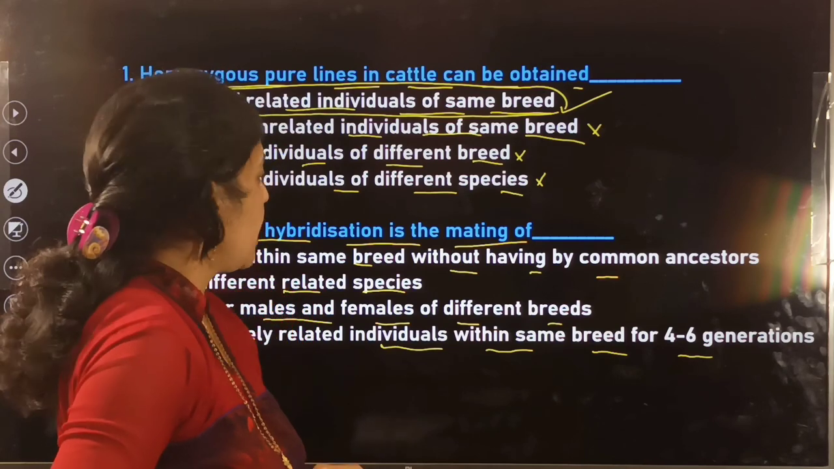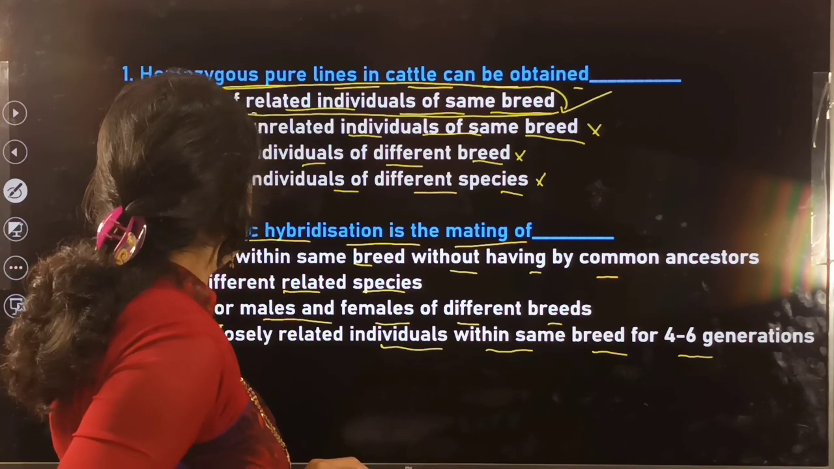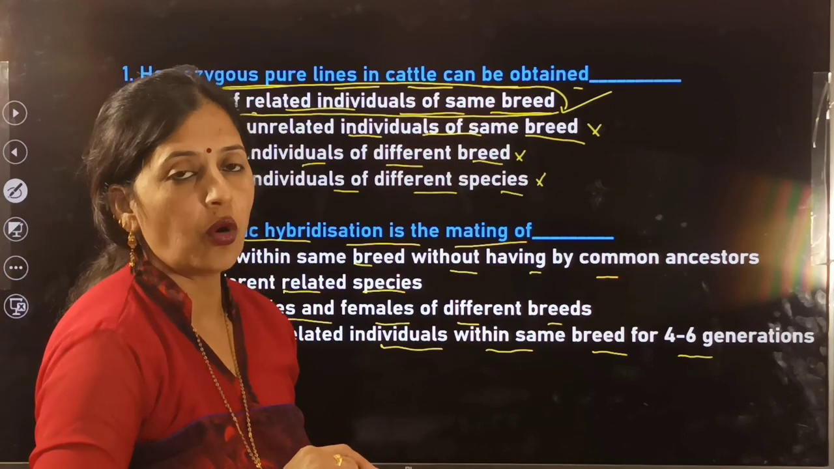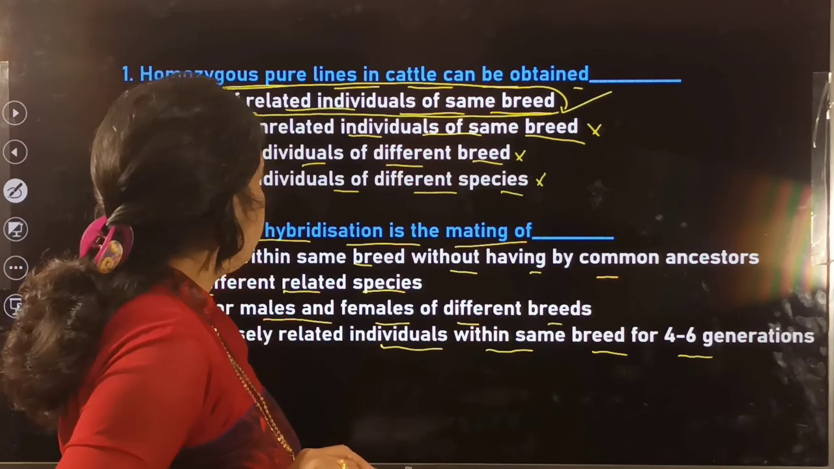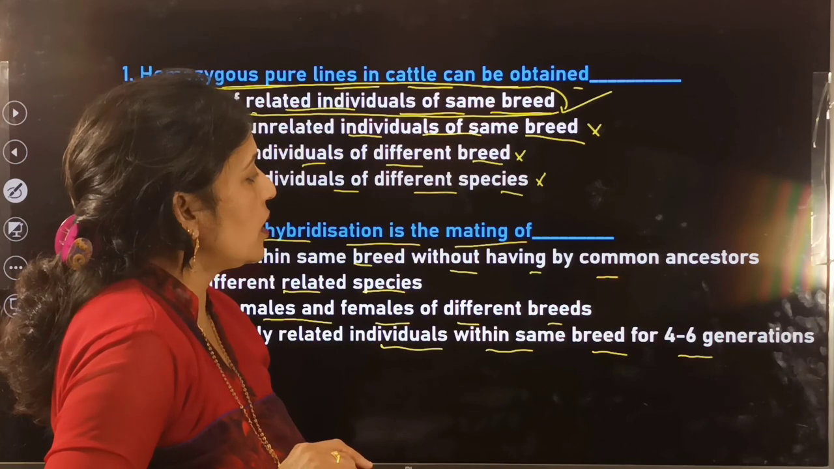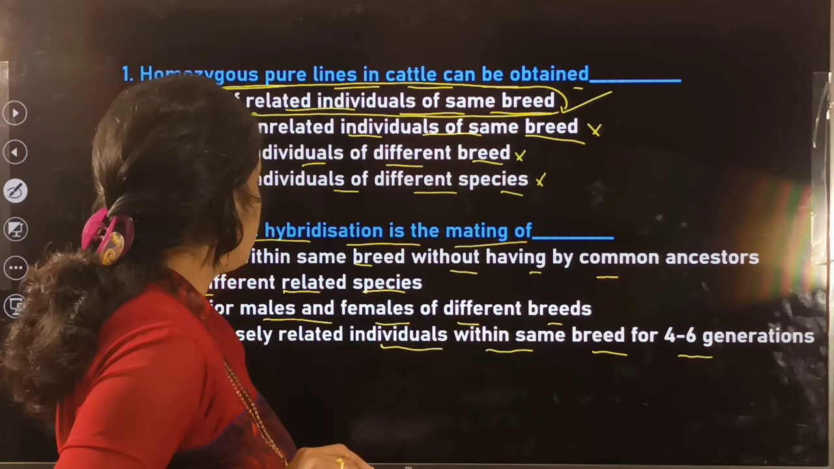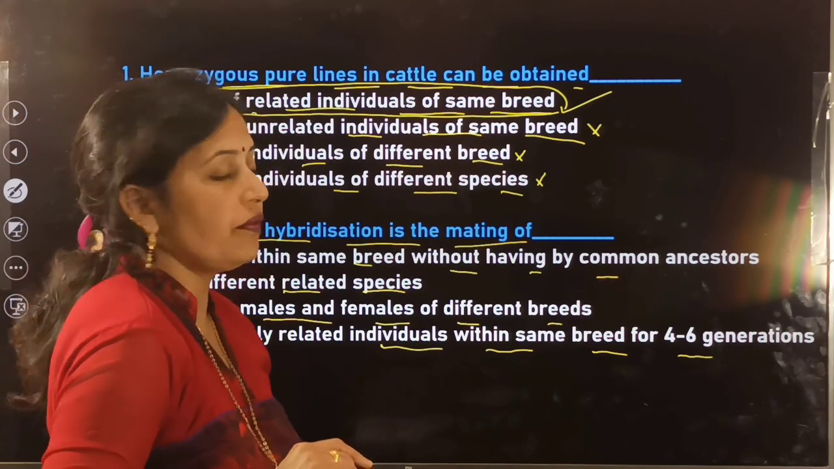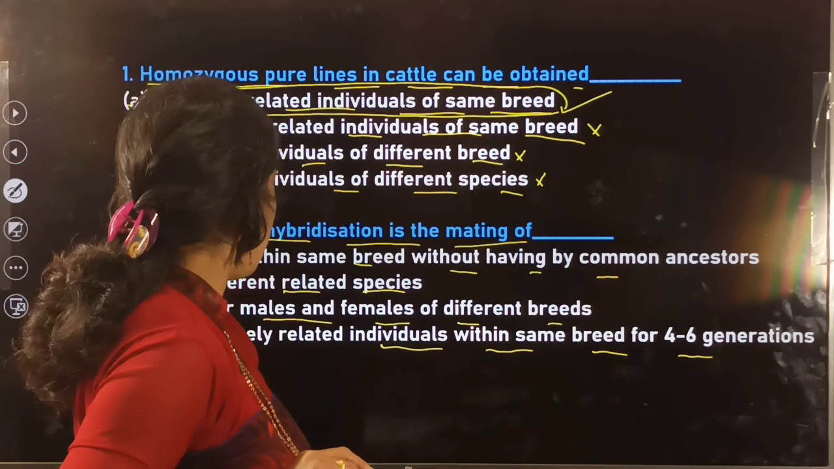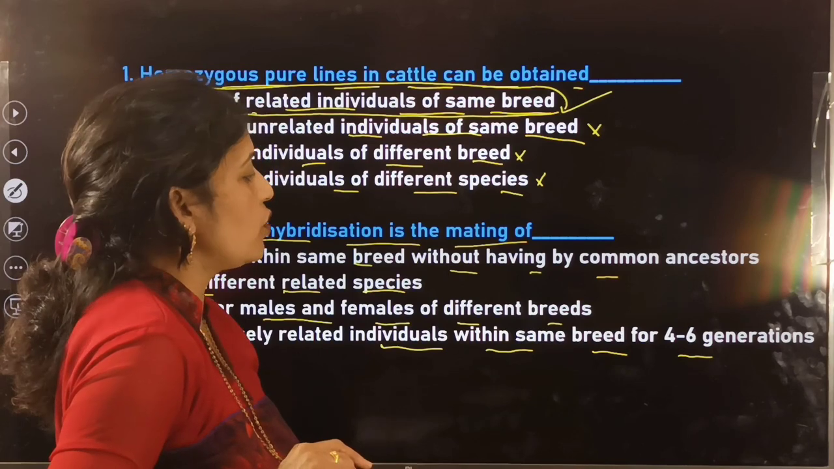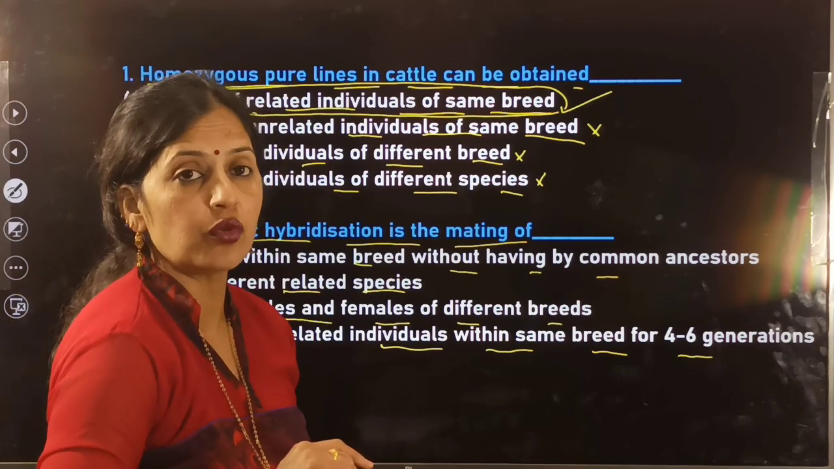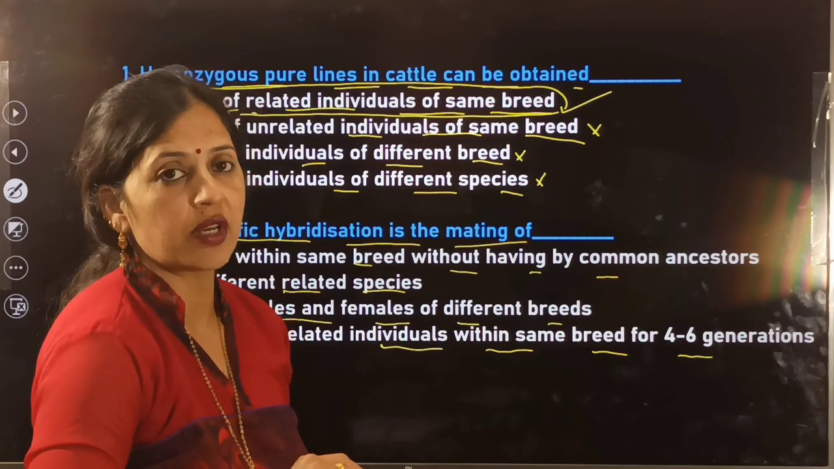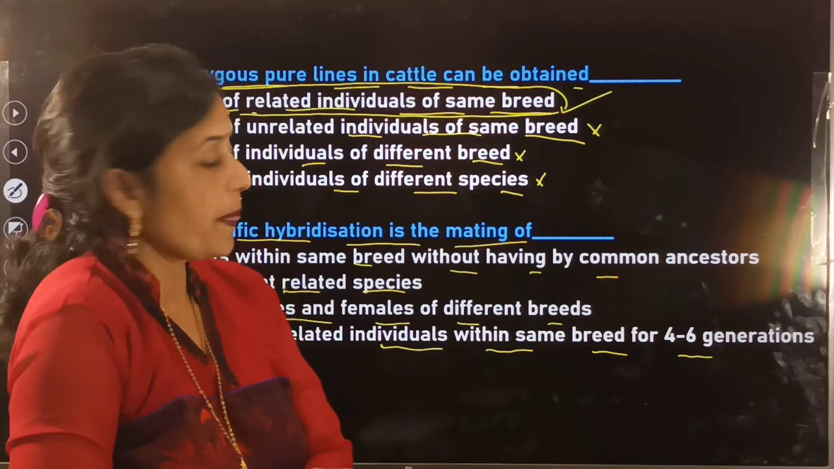So hurry, beta, quickly give the answer. Interspecific hybridization is the mating of. The options are animals within the same breed without common ancestors, two different related species, superior males and females of different breeds, and more closely related individuals within the same breed for 4 to 6 generations. That means there are 4 options regarding this question.